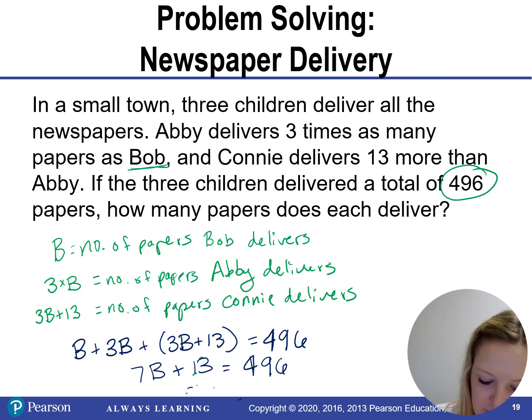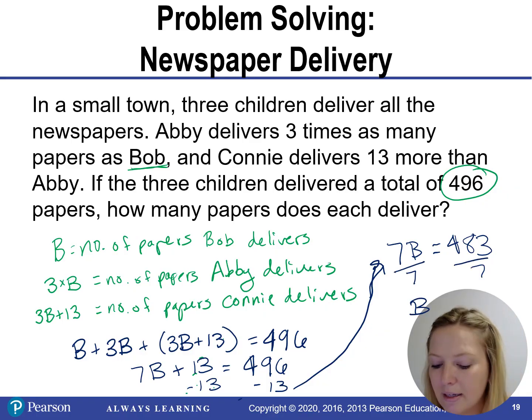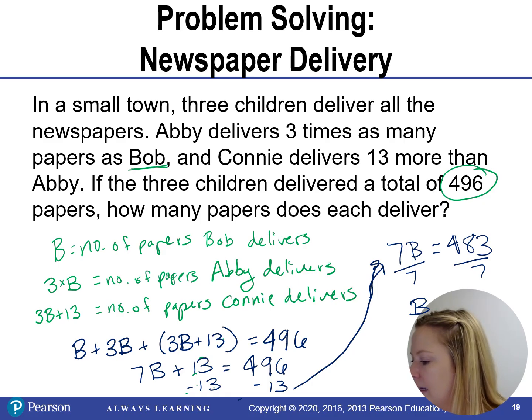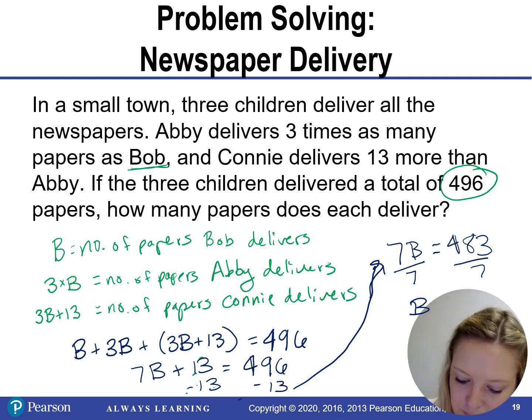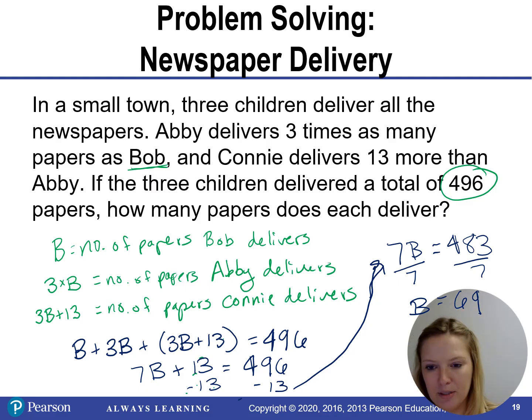I subtract 13 from both sides, and I'm left with 7B equals 483. And then I divide both sides by 7, and I would use a calculator to calculate this and have 483 divided by 7 is 69. So Bob delivers 69 papers.